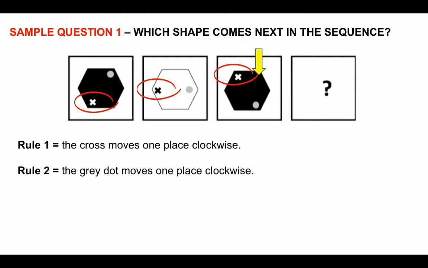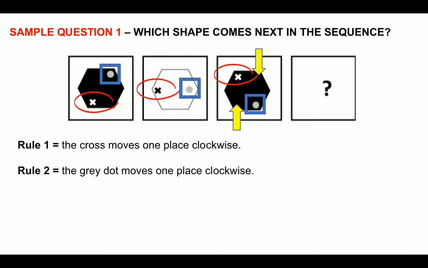Then there's rule 2. Now you'll notice that the grey dot moves one place clockwise as well. So that moves one place clockwise, so you've got the grey dot there. It stays consistent in the fact it is grey, but it moves one there, then it moves there. So in the next shape, it needs to be there. So in our head, we can work out straight away that's where they need to be.